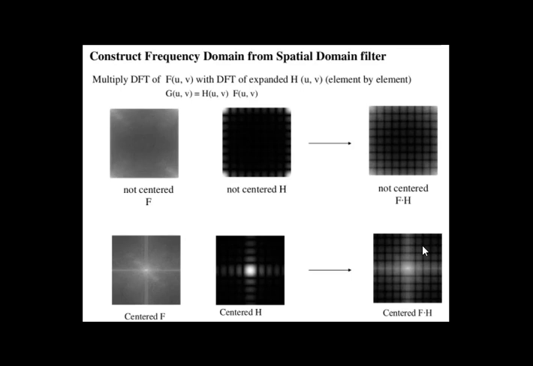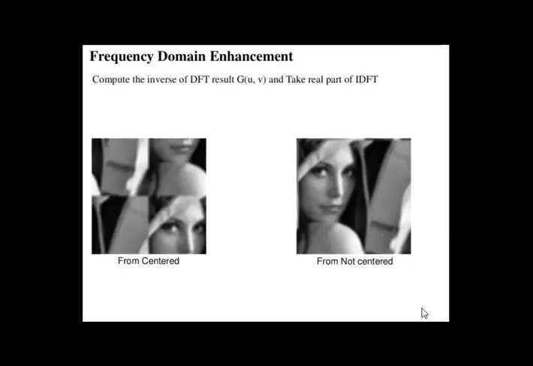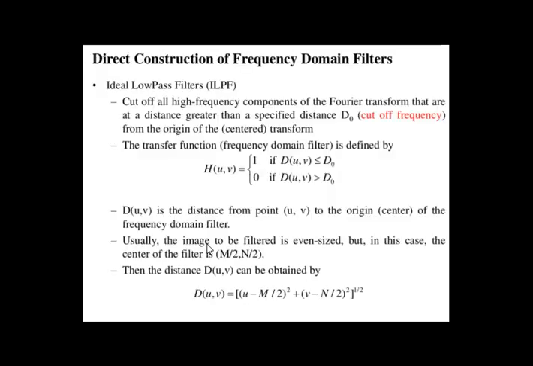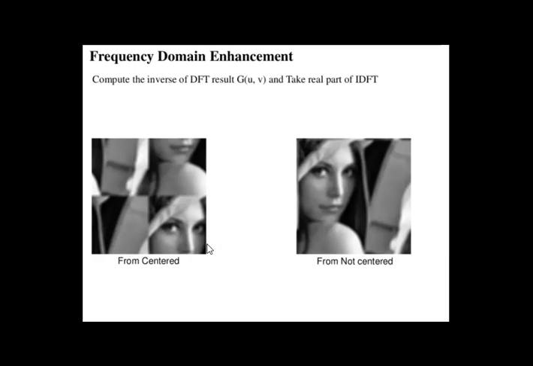Now students, multiply the DFT of F(u,v) with the DFT of the expanded H(u,v), get the result, and then apply the inverse DFT to this result. Apply the IDFT to this third image. From not centered we will get this type of image, from centered it will be like this. So this is how we got the highly enhanced contrast image from a given image f(x,y). This is g(x,y).